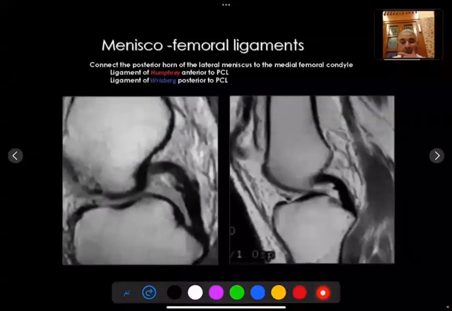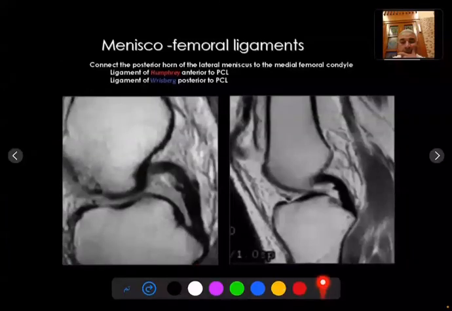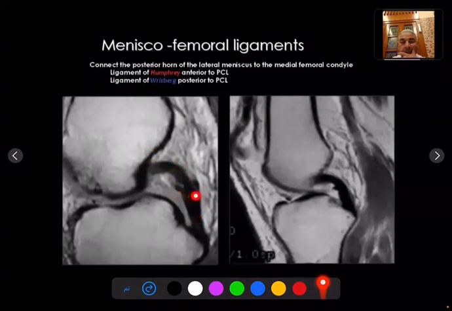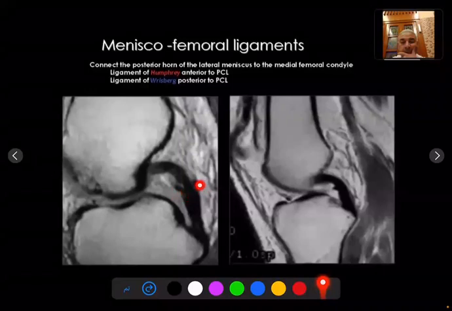This is a sagittal T1 image demonstrating the meniscofemoral ligament, which arises from the posterior horn of the lateral meniscus to the medial condyle, and is divided by the posterior cruciate ligament into the anterior meniscofemoral ligament of Humphrey and the posterior meniscofemoral ligament of Wrisberg.